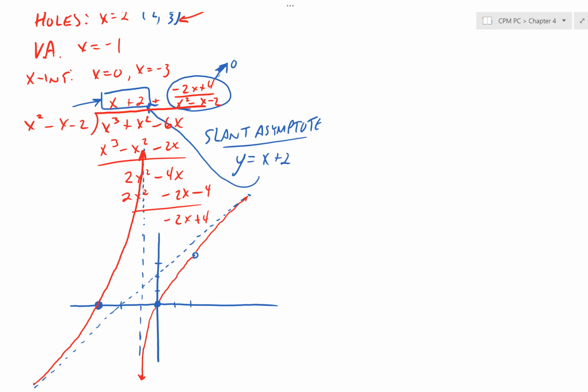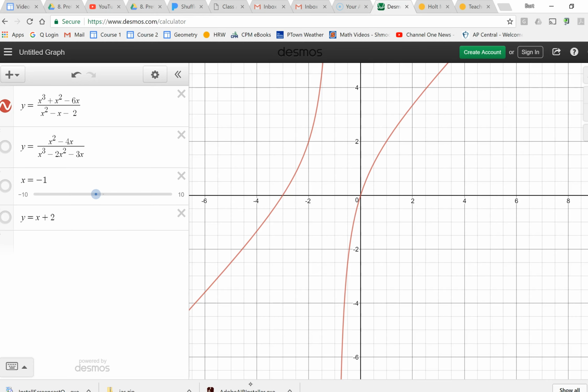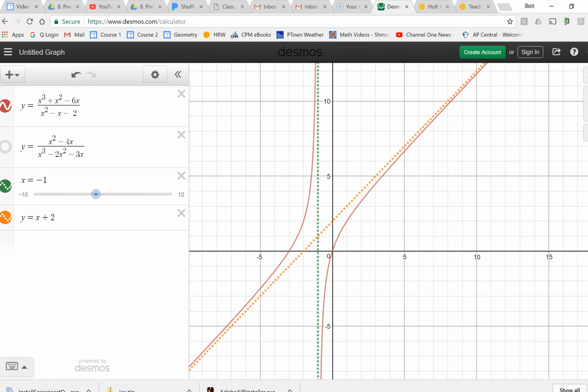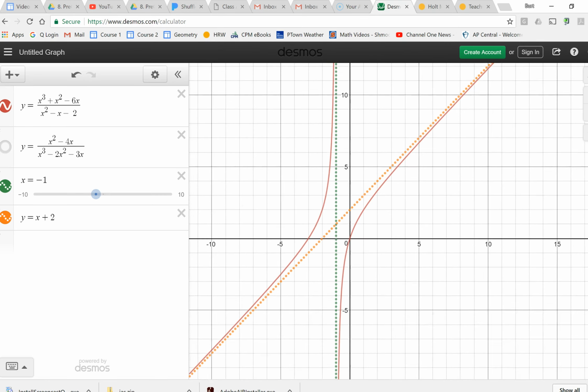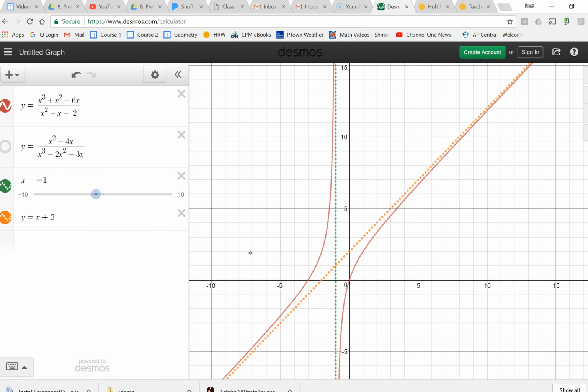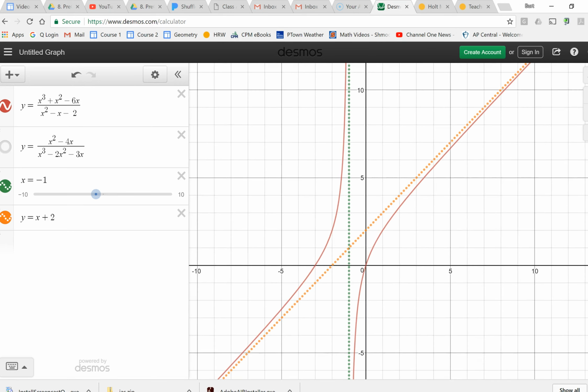Okay? And so then we can compare that with a Desmos graph of the same function, and we see the same features there. We have a vertical asymptote at x equals -1 and a slant asymptote at y equals x plus 2. And so we do see the same thing we saw in our sketch, that it's approaching that slant asymptote as it goes up to the right and down to the left, and it's approaching the green dotted vertical asymptote when x gets close to -1. Okay? Any questions on that example?